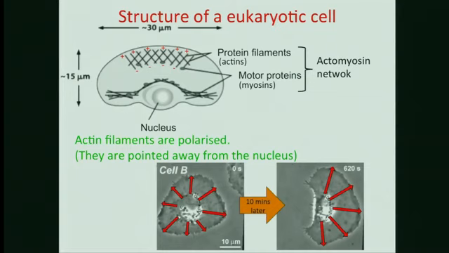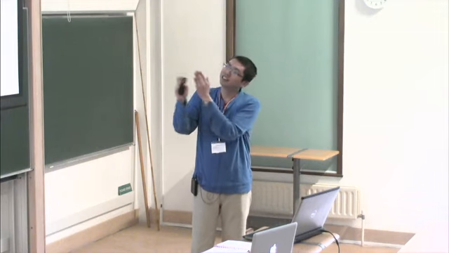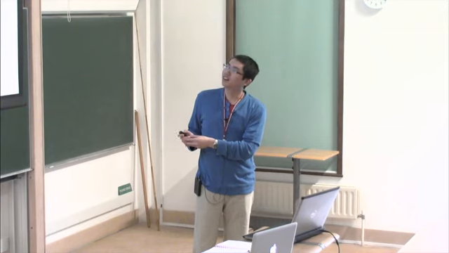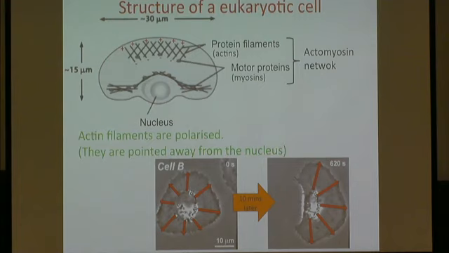The important part of the eukaryotic cell is the actomyosin network. The actomyosin network consists of actin filaments, and they are all cross-linked by motor proteins in the middle. The second important point is that these filaments are also polarized. They are pointing in the same direction, which is away from the nucleus. So this is like a liquid crystal inside the cell.